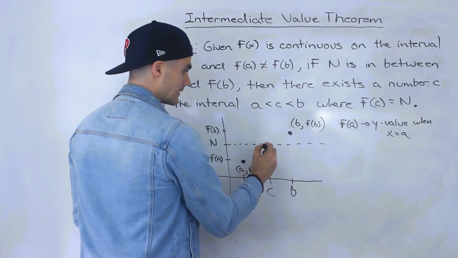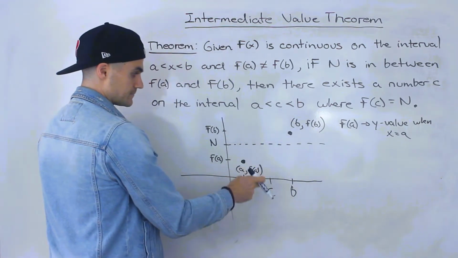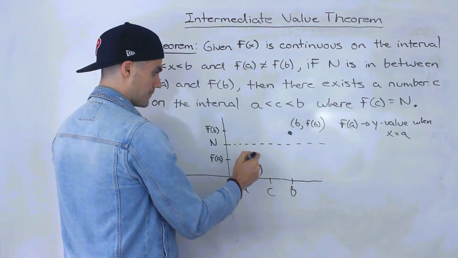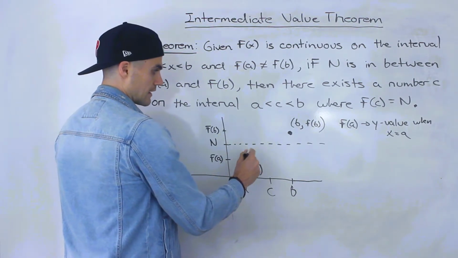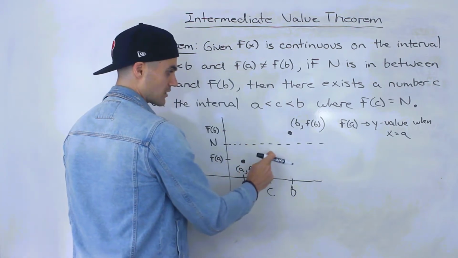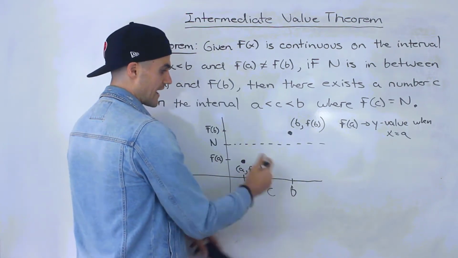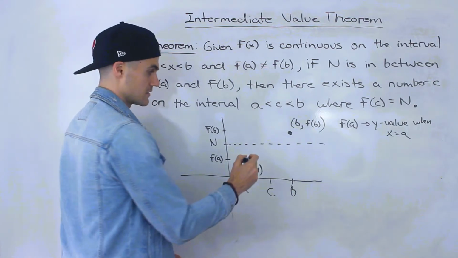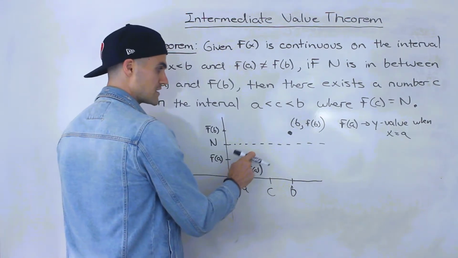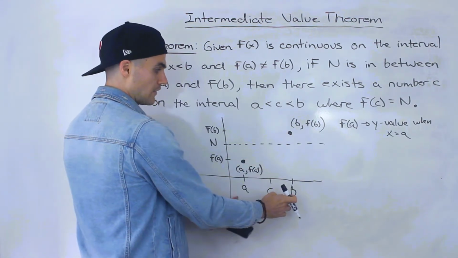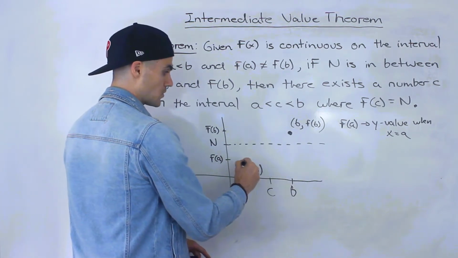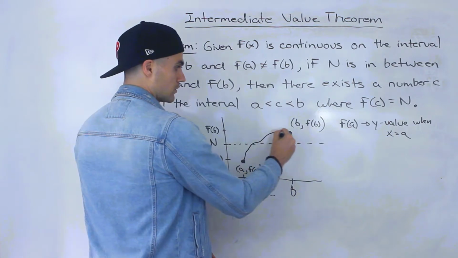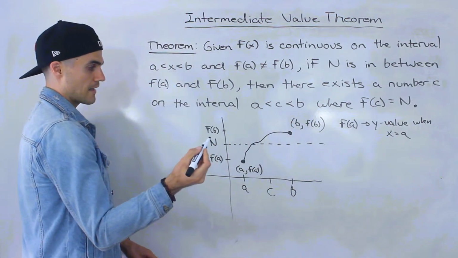Okay, meaning that this function has to cross this horizontal line within that interval if it's continuous. Notice that there's no way to get from this point to this point on this interval without crossing this line. So let's say it looks something like that.